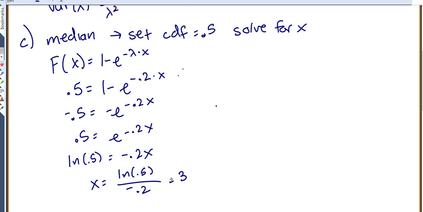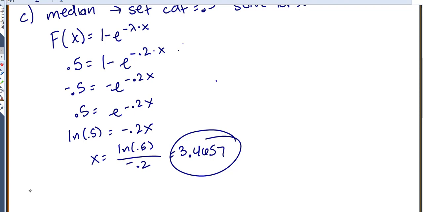which gives me 3.4657. So half of the times will be less than 3.46 and half of the times will be greater than 3.46. So that's our median.